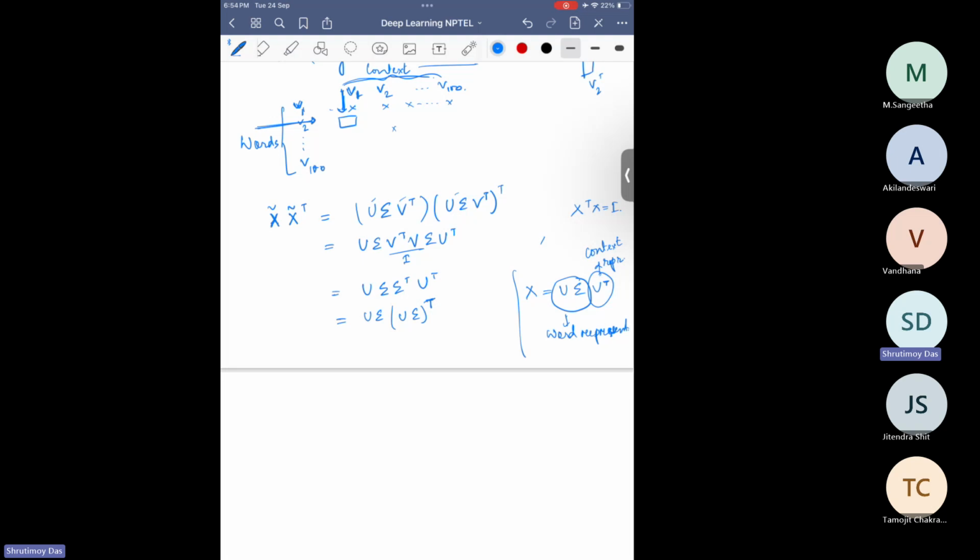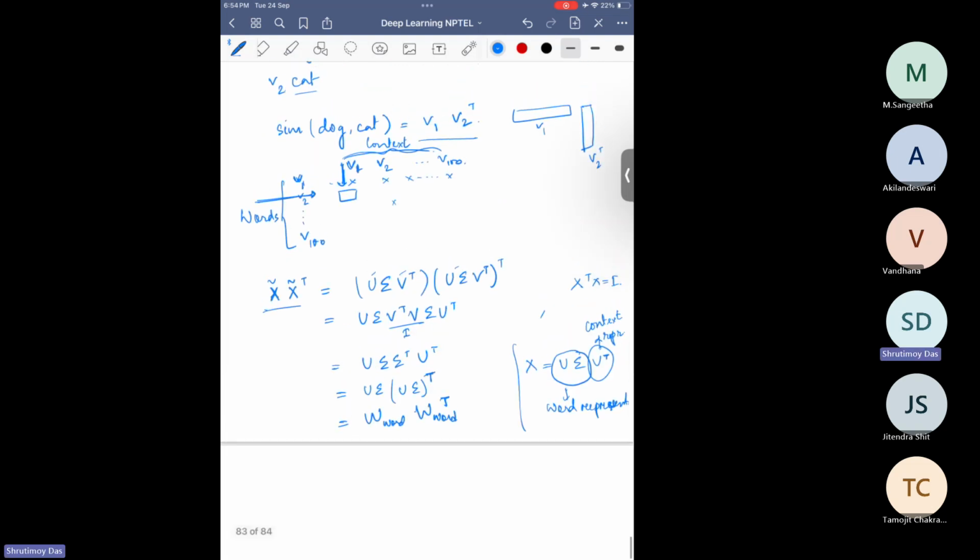Representations. So that means XX transpose gives the word representations, which was written as W word in the lectures times the word representations transpose. So once you do an SVD, you can use this product U sigma for representing your word.